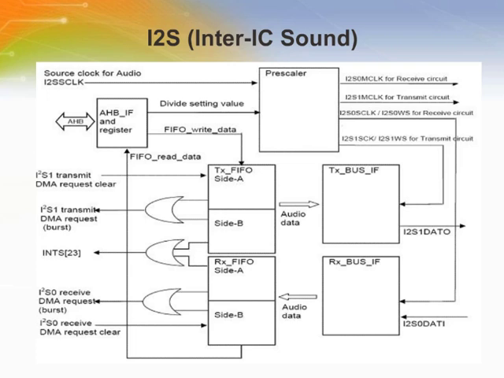The TMPA910CRA contains a serial input/output circuit compliant with the I2S format. By connecting an external audio LSI, such as an A to D converter or D to A converter, the I2S interface can support the implementation of a digital audio system. The I2S contains 2 channels, channel 0, which is receive only, and channel 1, transmit only. Each channel can be controlled and operated independently.